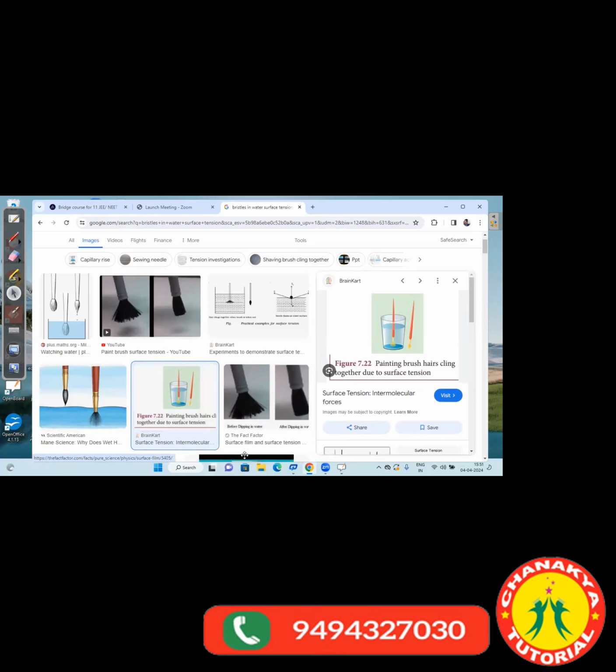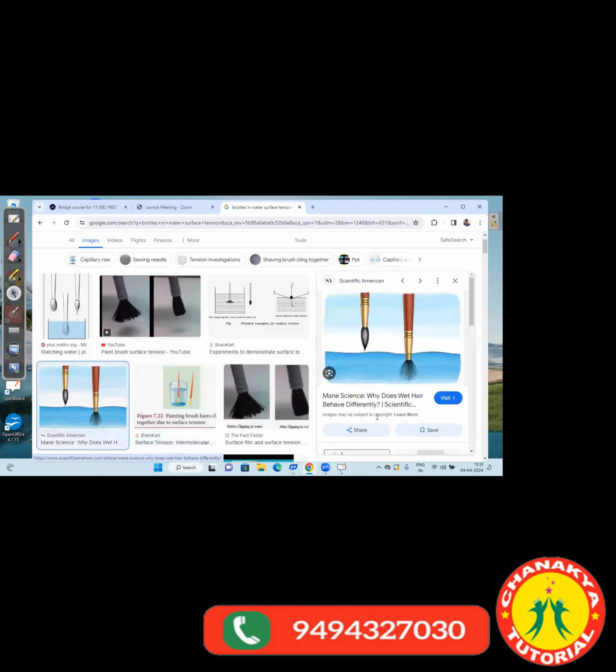Yes, I understood. So you can see you have the paintbrush bristles which have been dipped in water, and these bristles are stretched. When the bristles are out of water, you observe that all of them stick together. So it's something like this. If they are in water, all the bristles will be separated. And if you take them out, all the bristles will stick like this.